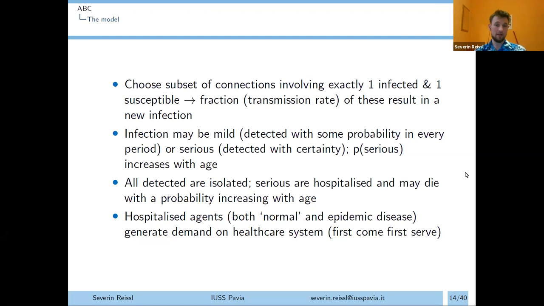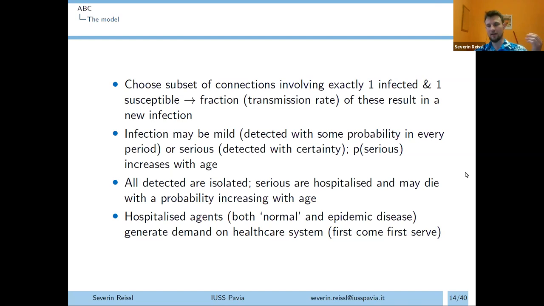All infected agents whose infection is detected are isolated. The ones that have a serious case of the disease are hospitalized, and those with a serious case may die with a probability, which again is increasing with their age. The hospitalized agents, in this case both the ones that have the normal endemic disease and the epidemic contagious disease, will generate a demand on the healthcare system.